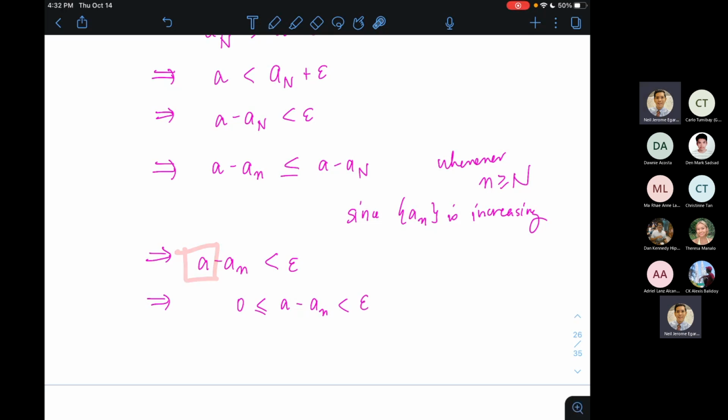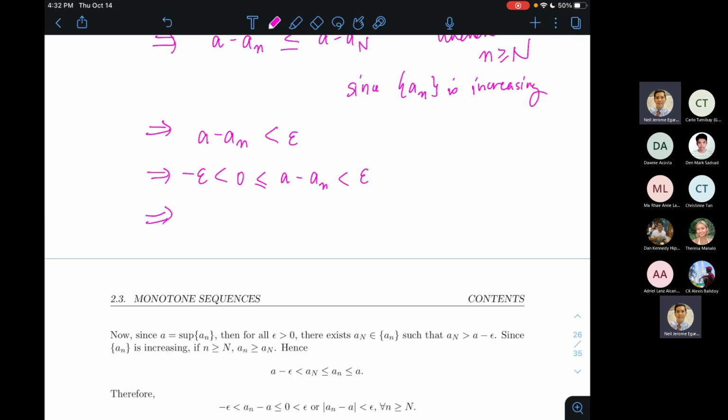Because A is the supremum, A is a least upper bound. That means it is greater than or equal to all the A sub n's. So I know this difference is non-negative. That is greater than or equal to 0. But epsilon is positive, so negative epsilon is negative. So I can put negative epsilon at the leftmost side of the inequality. So in summary, what we have seen is that negative epsilon is less than A minus A sub n, less than epsilon.